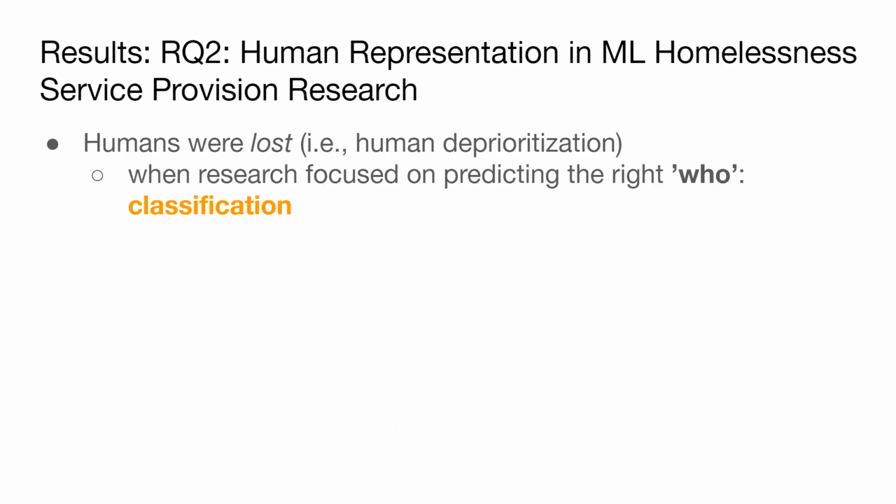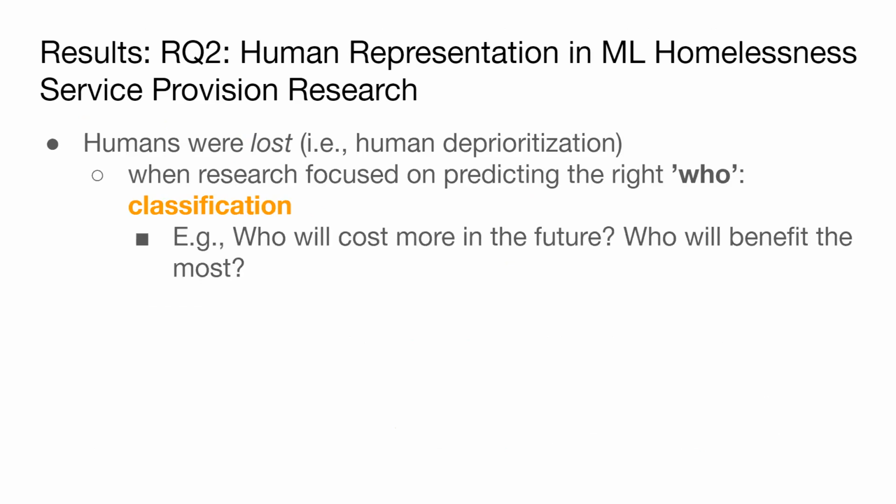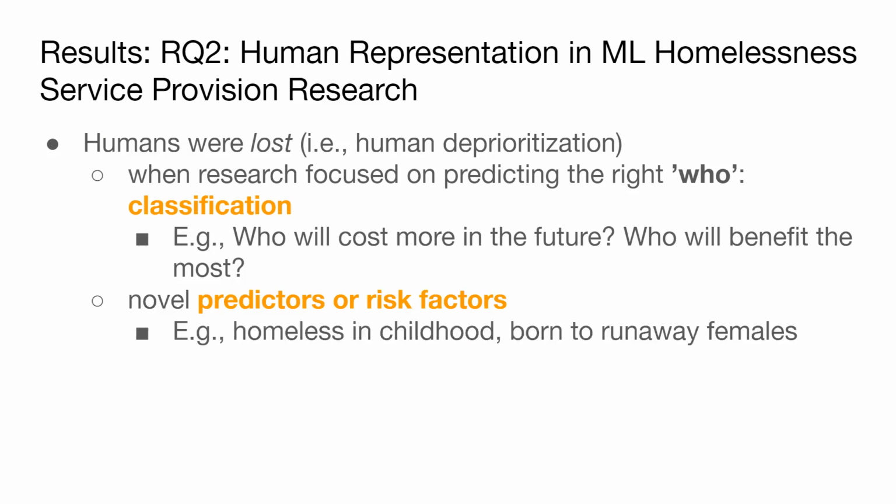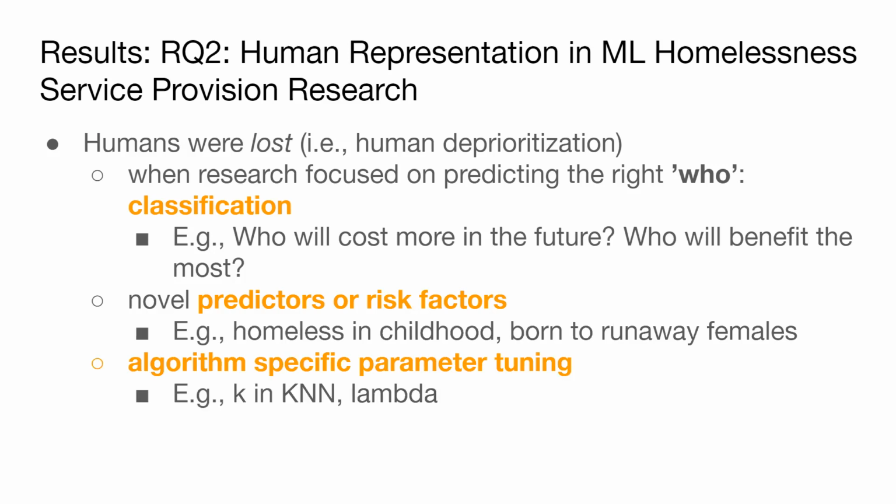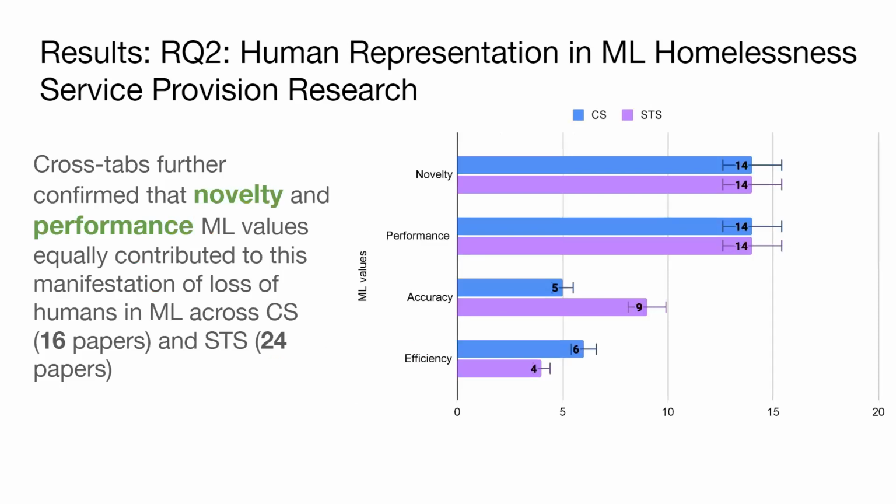Humans were lost when research focused on predicting the right who by using classification techniques to identify who will cost more in the future, who will benefit the most. Humans were also lost when research focused on identifying novel risk factors, and they tuned parameters specific to certain algorithms. In all these ways, humans were lost at multiple levels of ML abstractions. Furthermore, crosstabs showed novelty and performance values have equally contributed to this manifestation of loss of humans across CS and STS papers, despite having an unequal sample size across CS and STS papers.